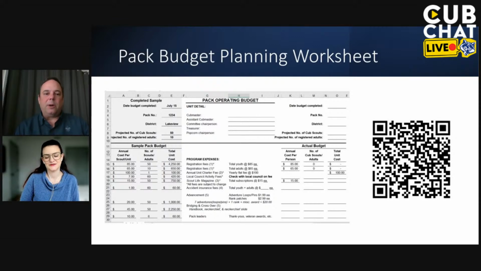So you scan that QR code. It'll take you directly to an Excel sheet. You can just save that into your drive, and then you can play around with those numbers and make those adjustments. That also is kind of the final wrap up of this whole thing, right?